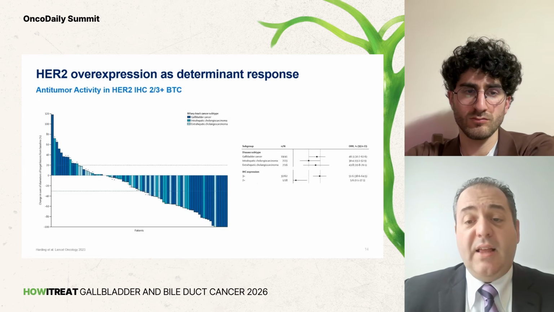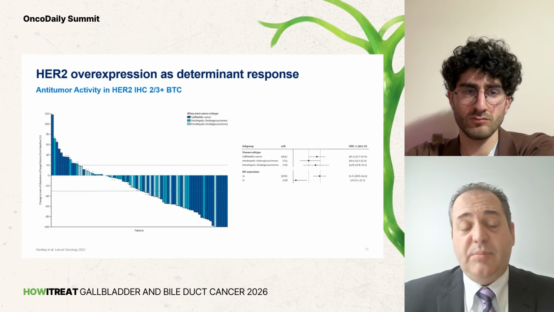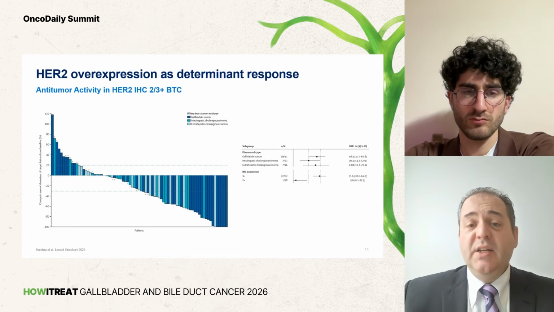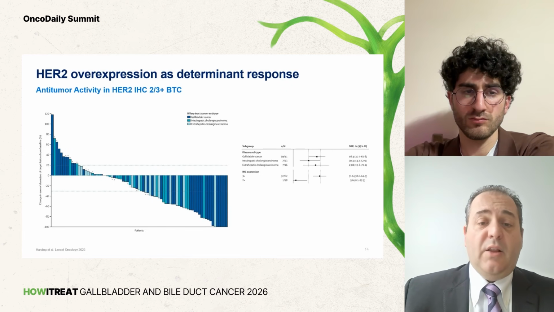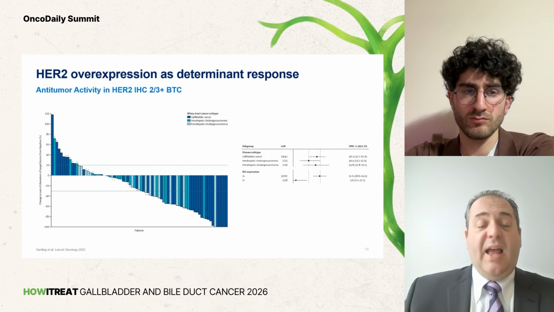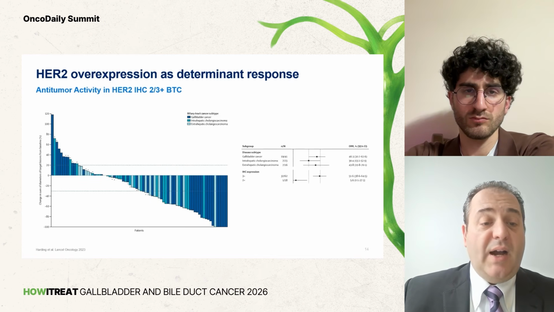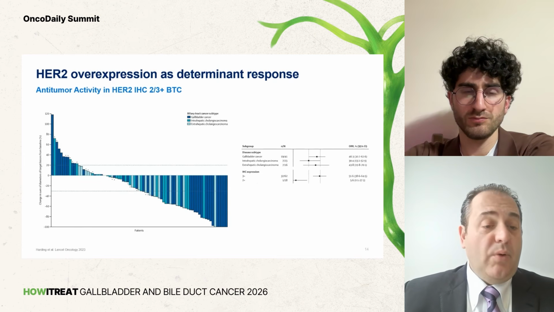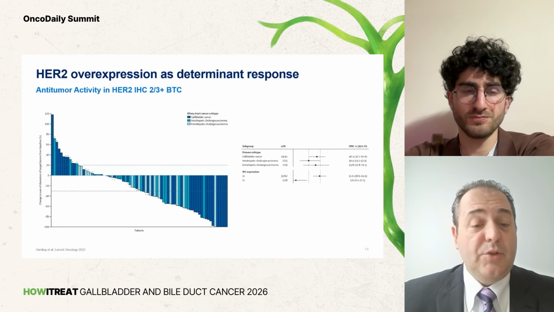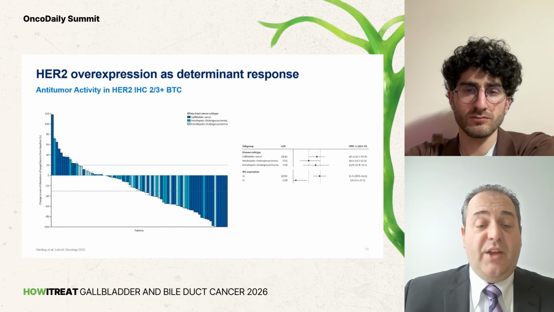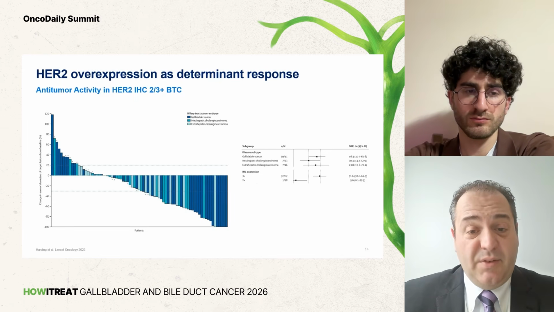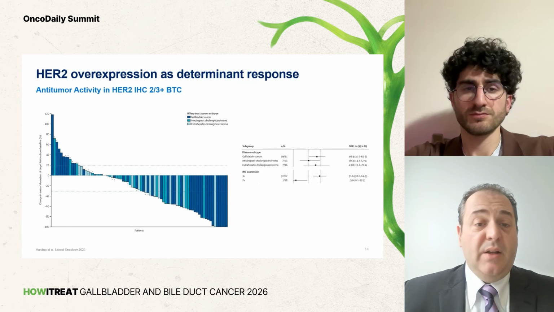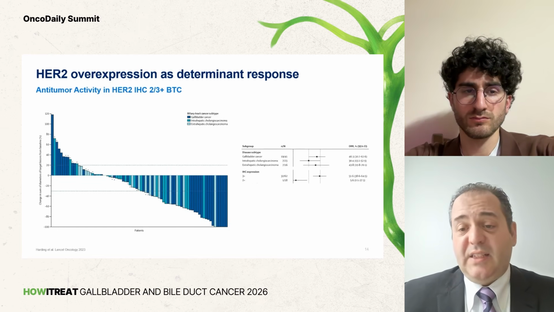But when we look at the totality of the data from HERIZON BTC-01, this is the waterfall plot for the cohort 1 80 patients. You can see that color-coded based on anatomic site. Asterisks indicate HER2 IHC 2 plus, non-asterisks IHC 3 plus. And what you can see is that more than 60% of the patients on study had some degree of tumoral shrinkage. You can see that there was a response irrespective of anatomic site. And indeed, the objective response rate was approximately 40% in this clinical trial.